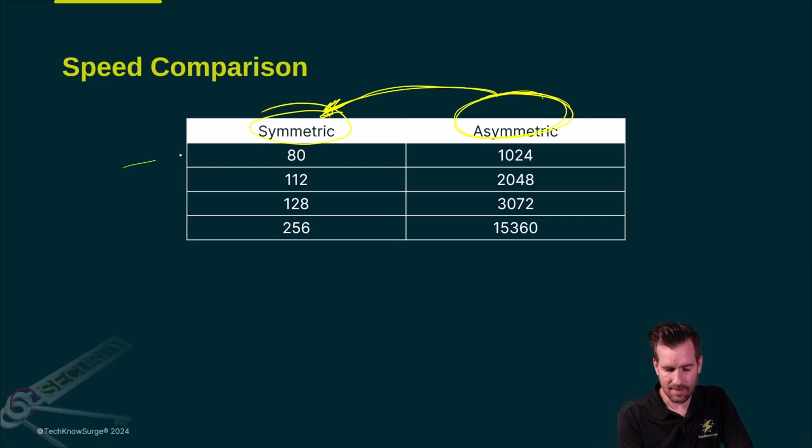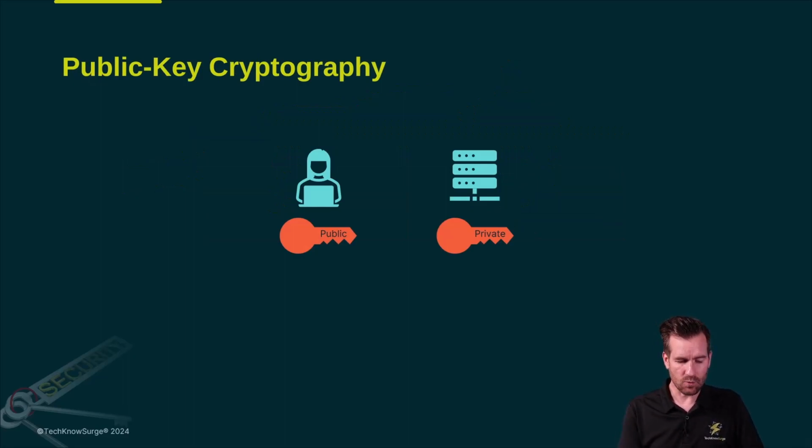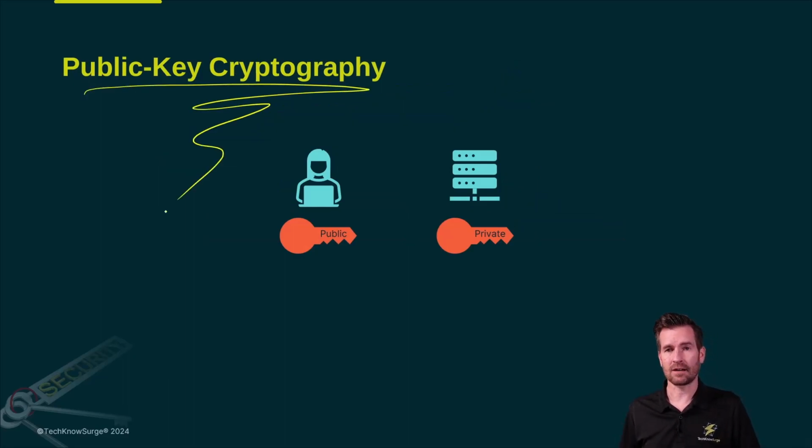So you can see some of the values here and what the differences are. 80 bits is 1024 bits with asymmetric, 112 bits is 2048, 128 bits is 3072. So significantly more bits are needed for this asymmetric, which is why it takes so much longer to calculate the asymmetric. One question that might come up is why even use public key cryptography at all?